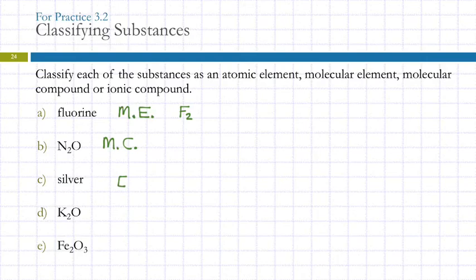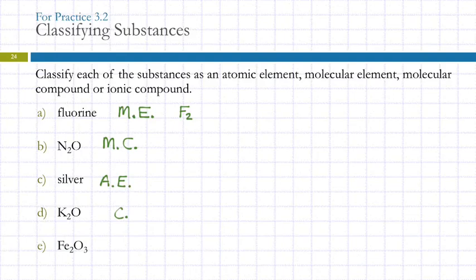How about this one, silver? That's an element. Molecular or atomic? Atomic. It's not one of the 7. So that's an atomic element. K2O. This formula is a lot like N2O, right? So this is a compound because there's more than one element in there.